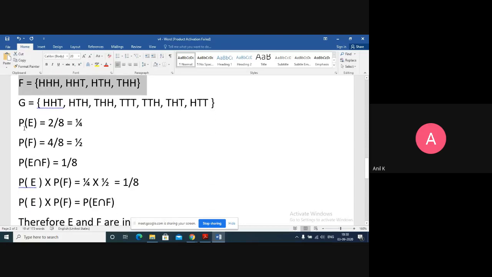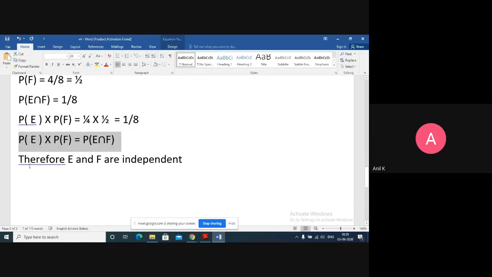Then I found P of E into P of F. P of E is 1 by 4 into P of F is 1 by 2, so 1 by 4 into 1 by 2 is 1 by 8. So we got the same answers for P of E intersection F and P of E into P of F. So hence they are equal. That's already written here. Therefore, E and F are independent events.